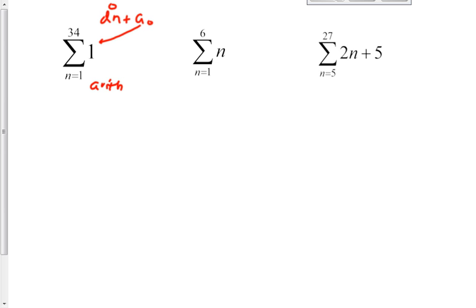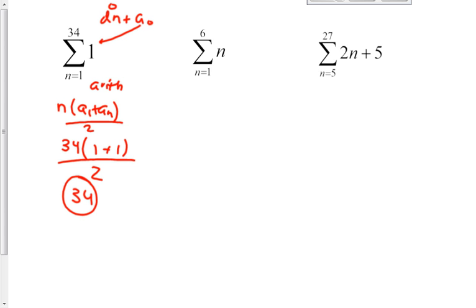So there's nothing there. So if I think about the equation, n first term plus last term over 2, n is how many terms I'm adding together. The value of the first term, 1. The value of the last term, still 1. And now I divide by 2. 1 plus 1 is 2. 2 divided by 2 is 1. 1 times 34, 34. So think about that for a second. If I look at the numbers 1 plus 1 plus 1 plus 1 plus 1 and so on, if I do that 34 times, I'm just going to get 34 for an answer.